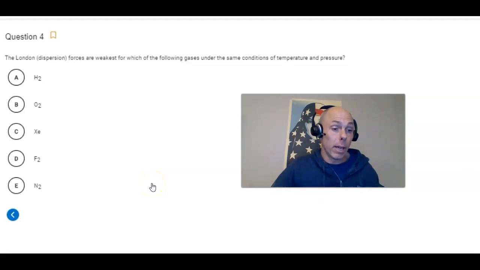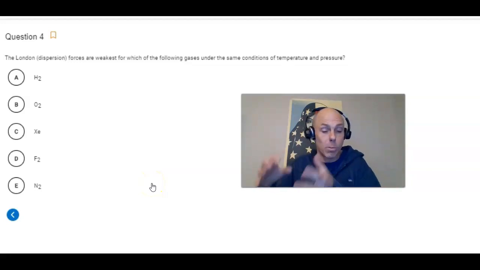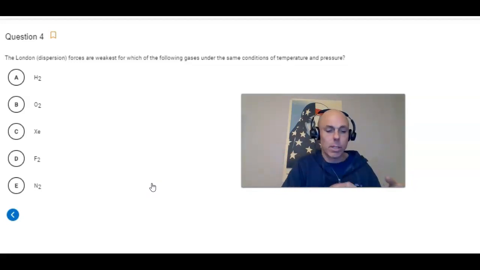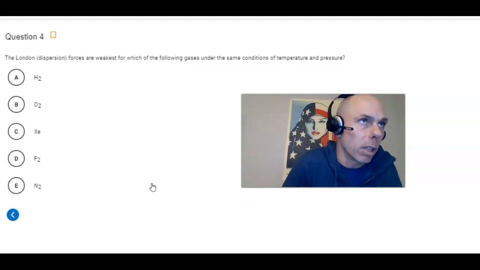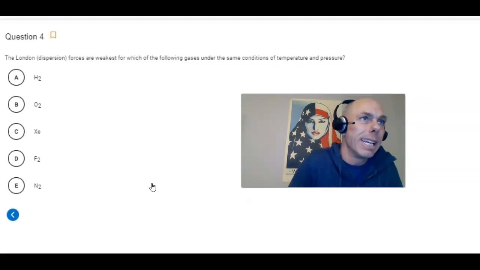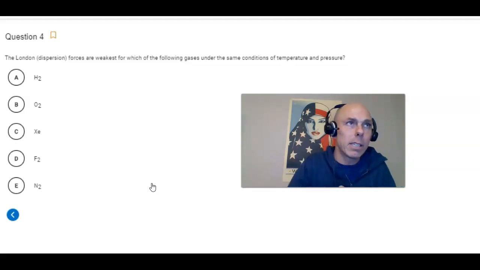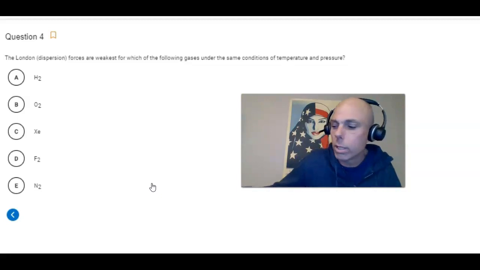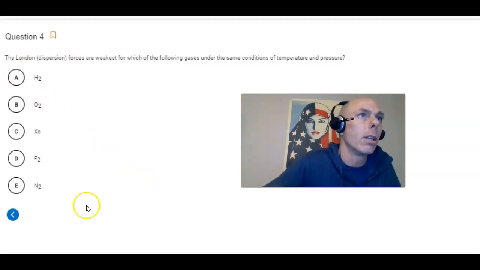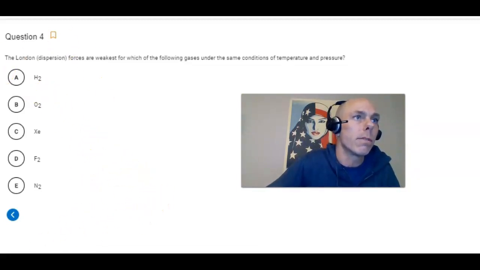When we're comparing the relative strength of London dispersion forces, it's almost always going to be about molar or molecular mass. If we're looking for the weakest forces, we're looking for the least massive molecule. Hydrogen is the least massive molecule. It weighs 2.02. The next least massive molecule is nitrogen, which weighs 28. So hydrogen, because it's the least massive, has the fewest electrons. They're the least likely to be unevenly distributed to experience those temporary or induced dipoles. It will have, by far, the weakest London dispersion forces of these 5 molecules.